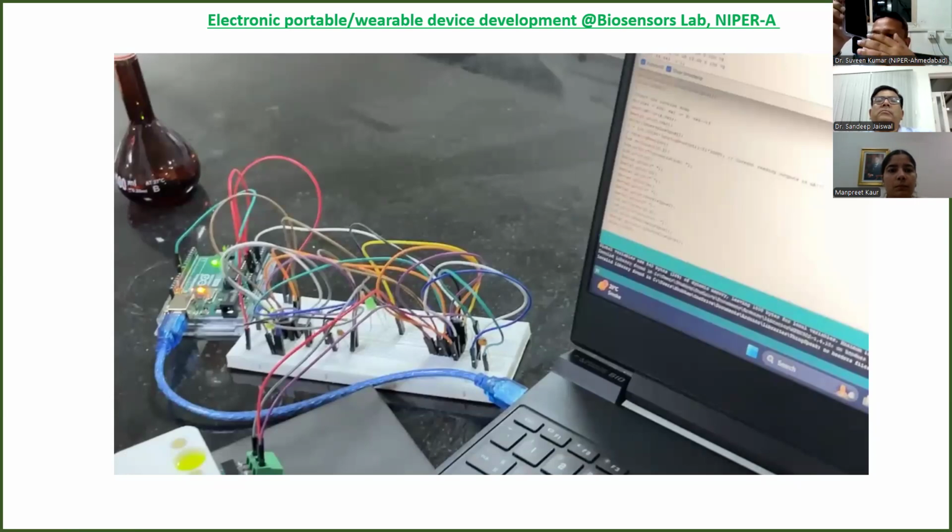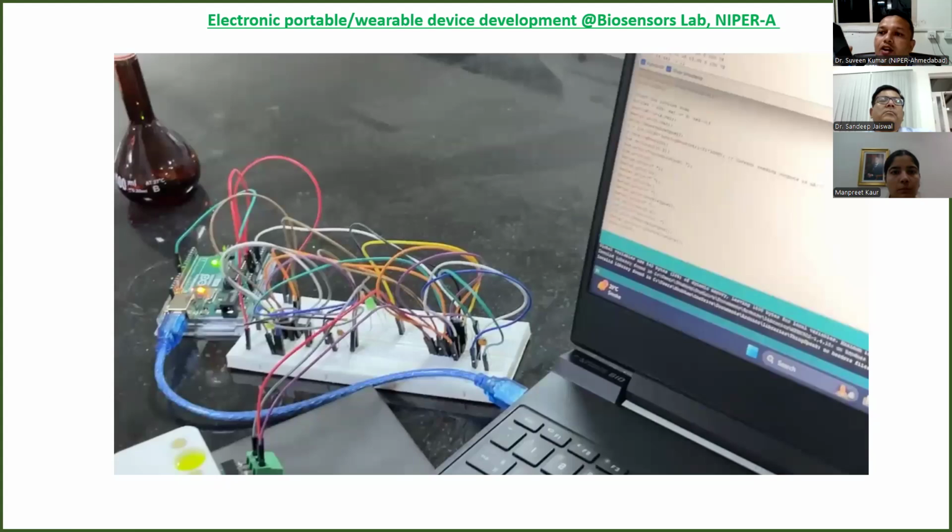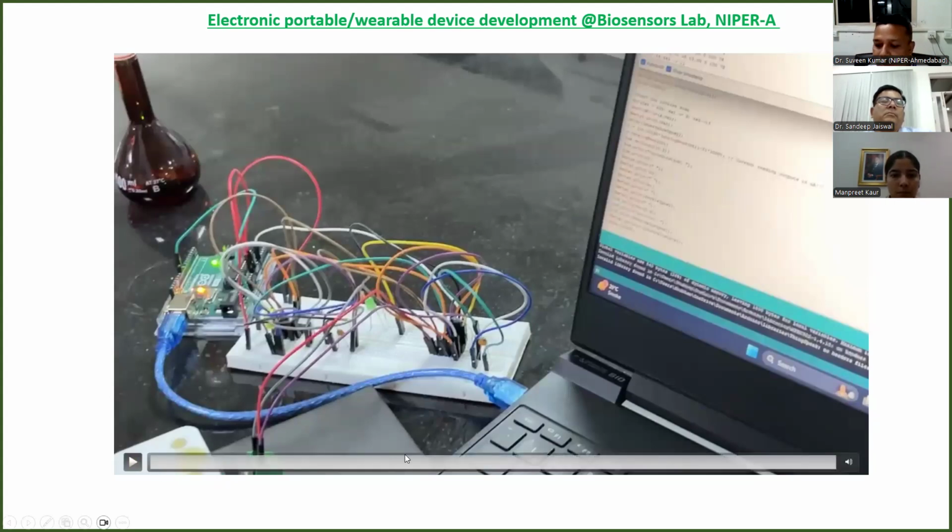It costs about 1.25 lakhs. We would like to replace it with this electronic device, costing not more than 500 or 1000 rupees, just like a glucometer, that is compatible with your electrode and also with your mobile phone. So we are in the process of developing this.